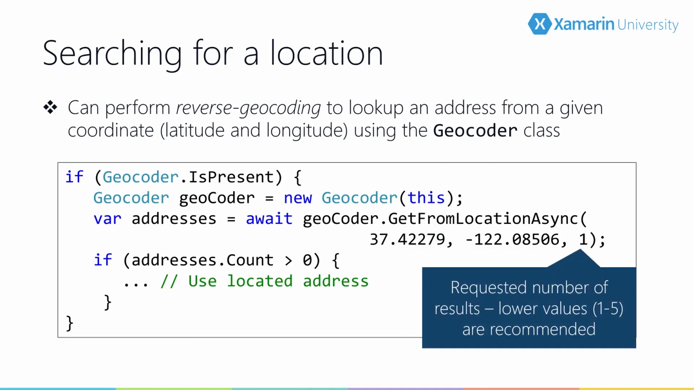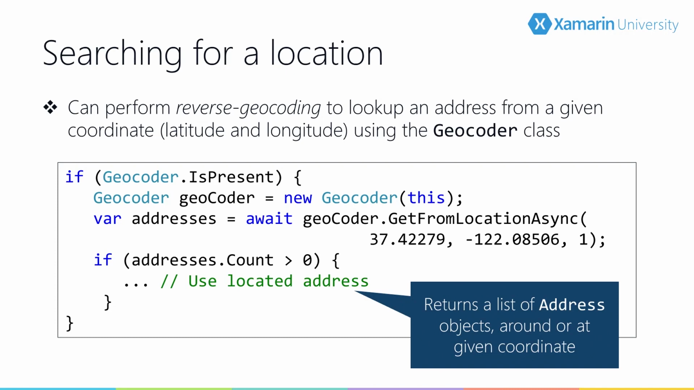In this code here, we're using the getFromLocationAsync method to pass in a specific coordinate and get one or more street addresses from it. The number returned is based on the final parameter to the method. Google recommends a lower number to make the results come back more quickly. So here we just want the primary address at that coordinate. There are synchronous versions of this method as well, but you should always prefer the async versions because this is a web service call.